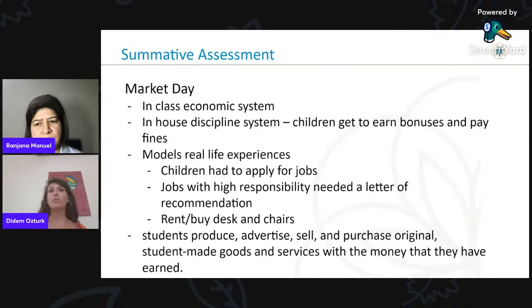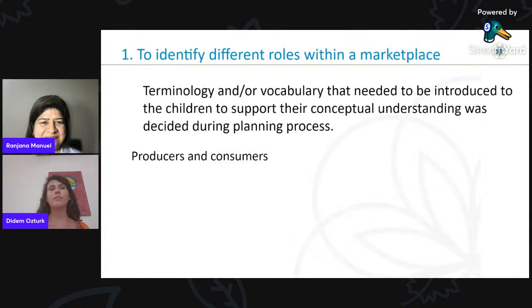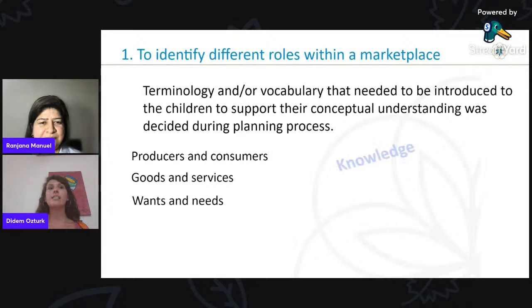And in our classroom for 3 weeks, we had a desk and chairs where they can start selling things, buying things, and having different jobs. And it was all in students' control, where they had the agency of these classroom roles. And of course, it was applying social skills, and they were reflective. To identify different roles within a marketplace, we focused on producers, consumers, goods and services, wants and needs, and they were knowledgeable.